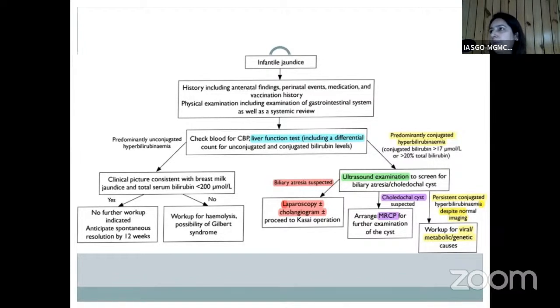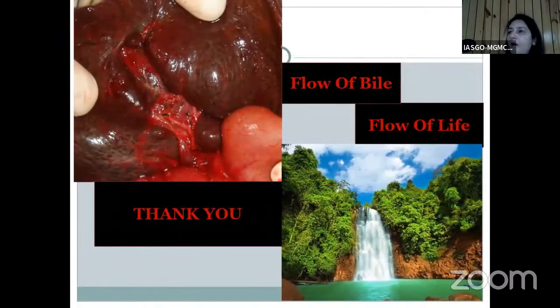Ultrasound is the basic investigation. If you suspect biliary atresia, do a laparoscopy or laparotomy and an intraoperative cholangiogram. For choledochal cyst, you go ahead with an MRCP. If not, then you look for the viral or the metabolic causes. So ultimately, it is the flow of bile which makes the life flow.